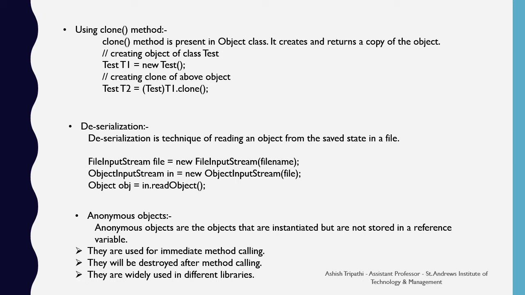Sometimes we have to create objects which don't require a proper name. These are called anonymous objects. These are used for immediate method calling and are destroyed after the call. They don't require memory, hence are widely used in complex programming.